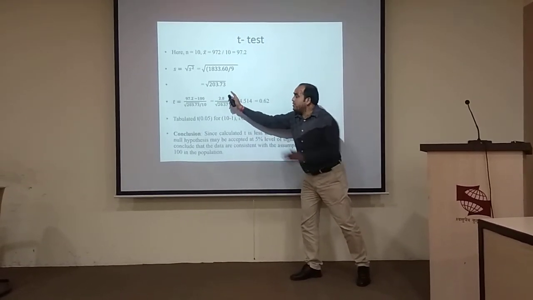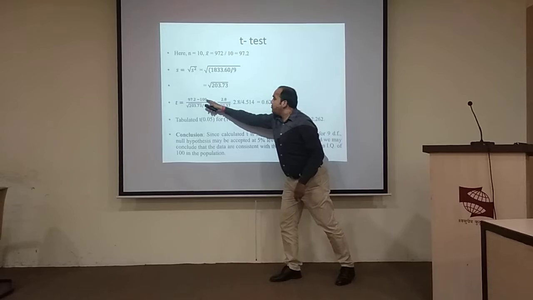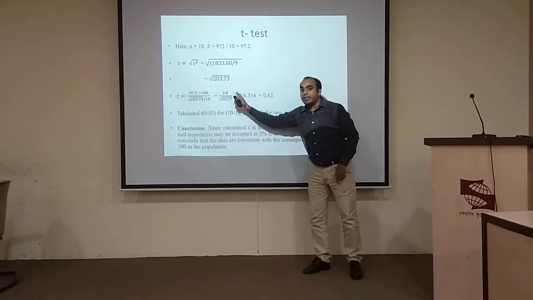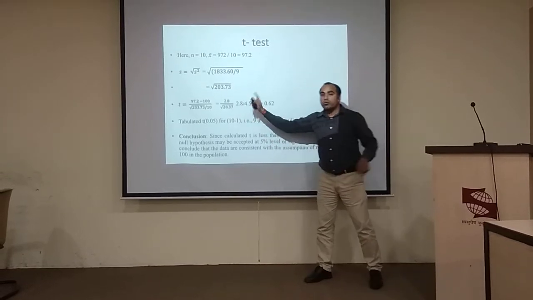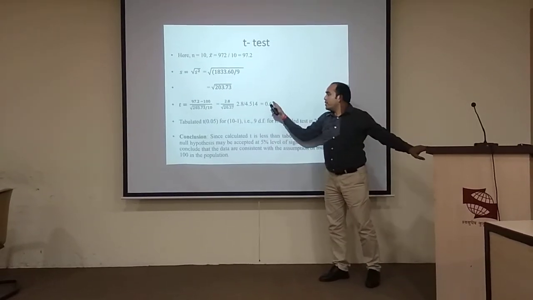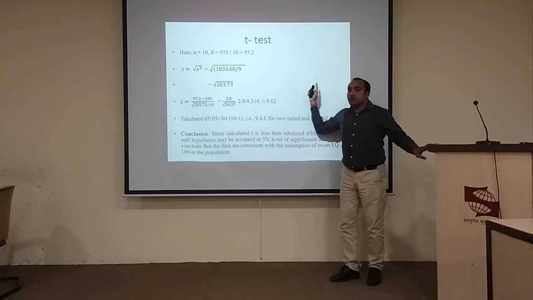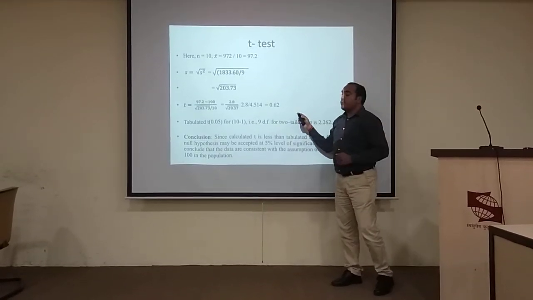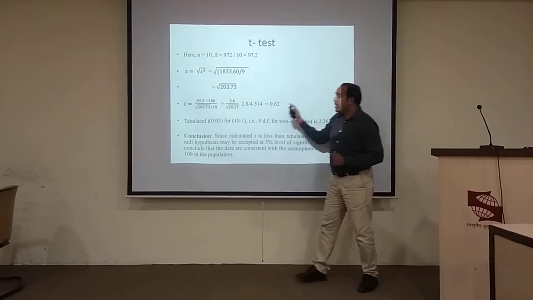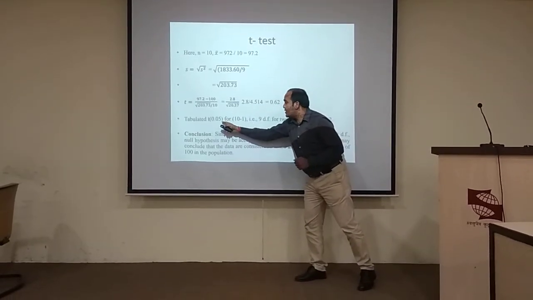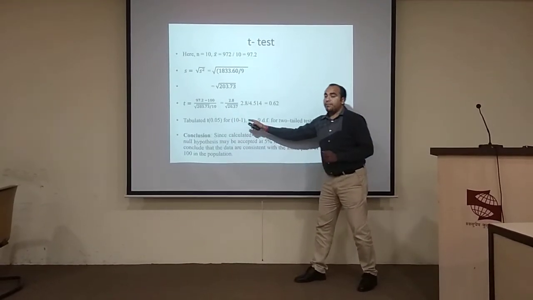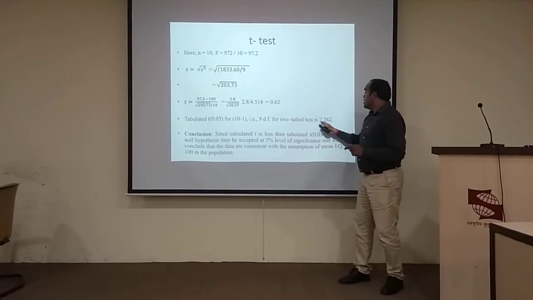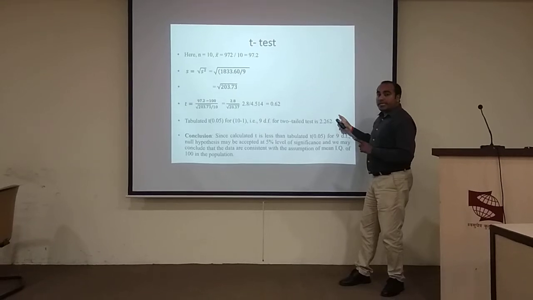We put all the values in the formula. Once we put in 97.2 minus 100, we get minus 2.8. We take the modulus value, so we ignore the negative sign. We got this value, 0.62, which is known as the calculated value. Once we know the calculated value, with the help of the table value at the 95% confidence interval, meaning the 0.05 level of significance, at 9 degrees of freedom, we find 2.262 is the tabulated value.